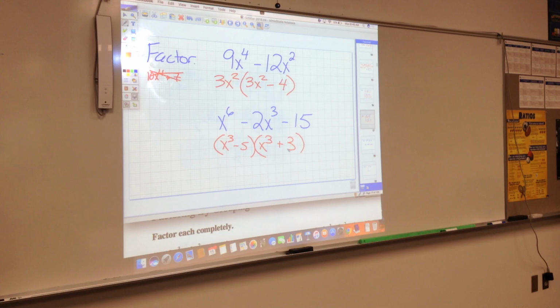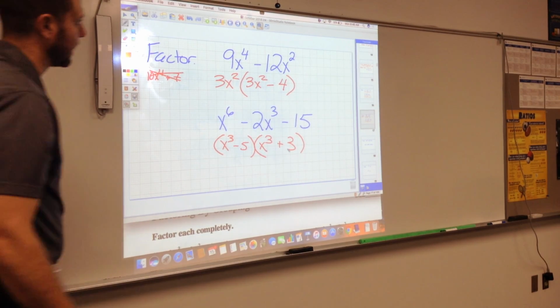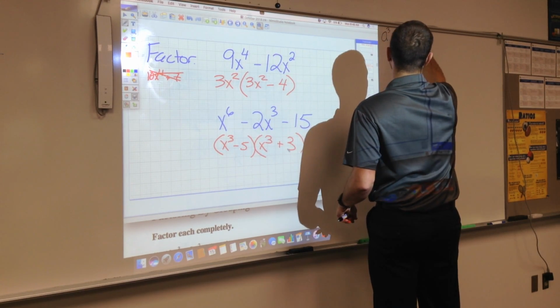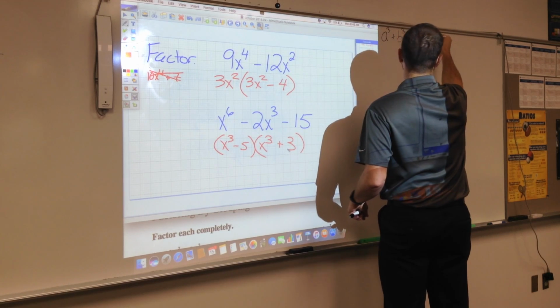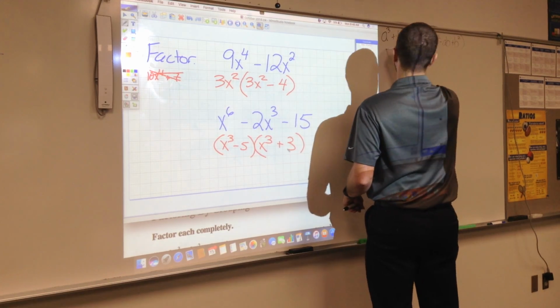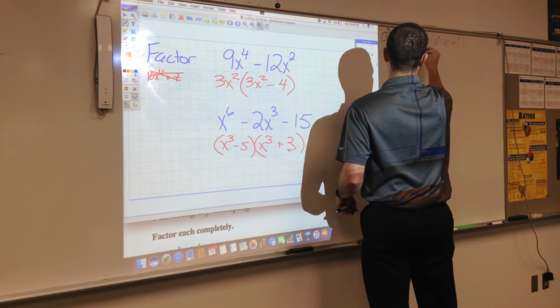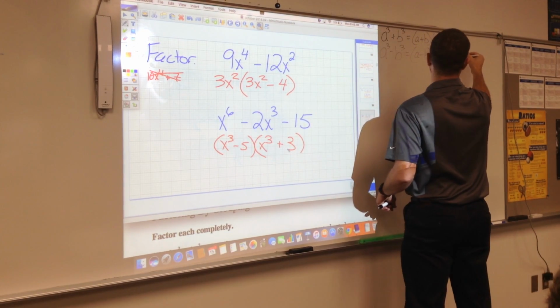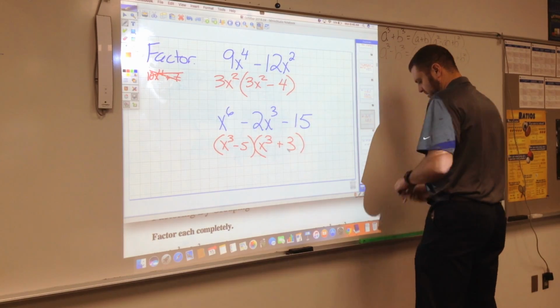Can I go any further? No. If the 5 or the 3 were a perfect cube, then I could use the rules that got erased by our janitor. A cubed plus b cubed can be factored to a plus b, a squared minus ab plus b squared. A cubed minus b cubed is a minus b, a squared plus ab plus b squared.